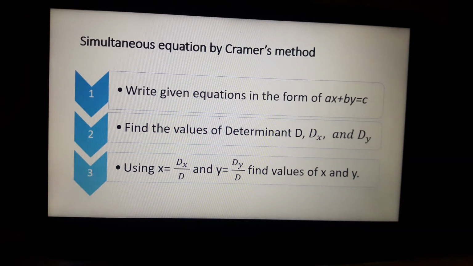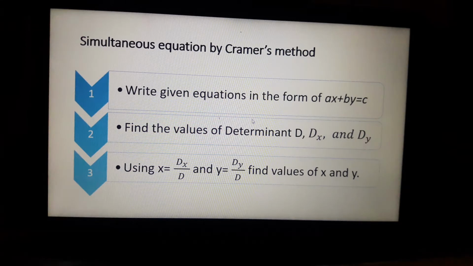Second step, find the values of determinants d, dx and dy. To solve the simultaneous equations by Cramer's method, if you find d, dx and dy, your work is done. Just you have to, by using d, dx and dy, calculate x and y, that is, by using x equal to dx upon d and y equal to dy upon d. If you find the values of x and y, then your solution is complete, because solving simultaneous equations means finding the values of x and y.